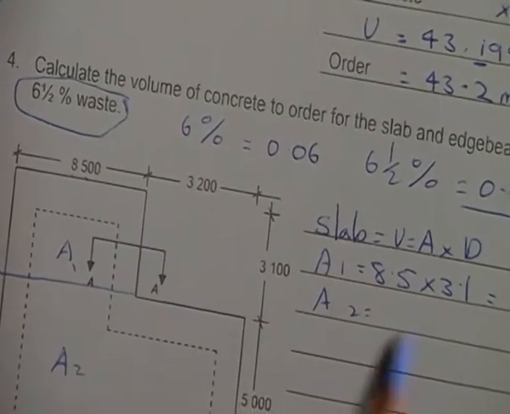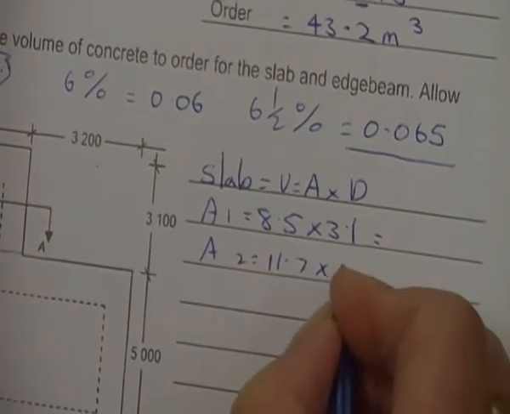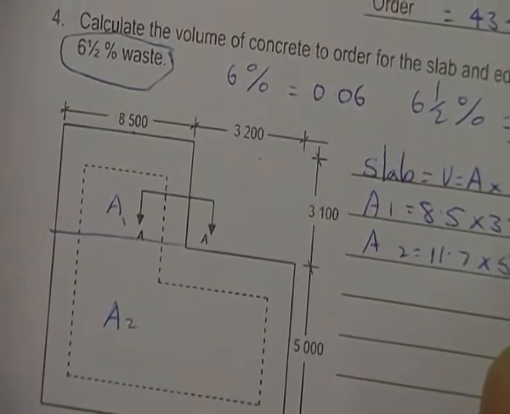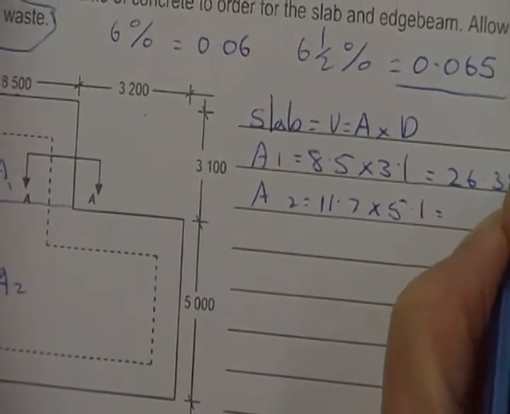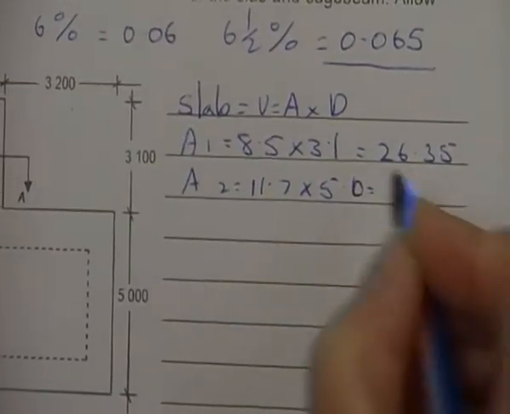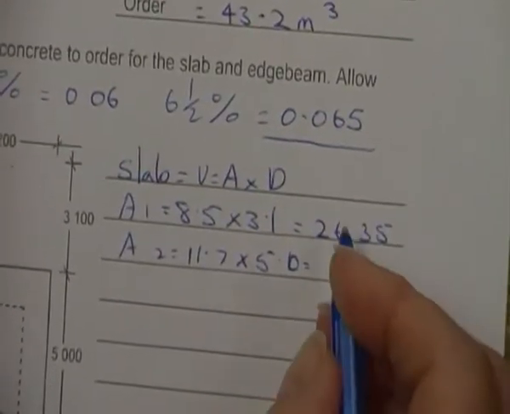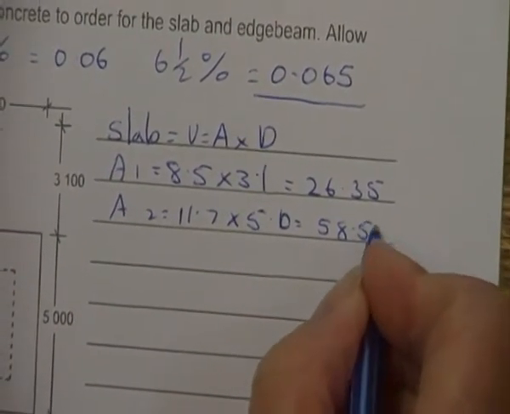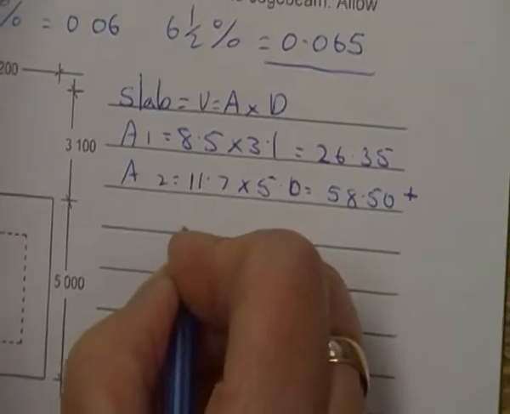You're going to get 11.7. 11.7 times 5, and then we do the calculations on that. This one here is 26.35. Sorry, Jen, is that 5.1 or 5? Oh, just 5, sorry. Yeah, 5. Thank you. So 11.7 by 5 gives me 58.5.